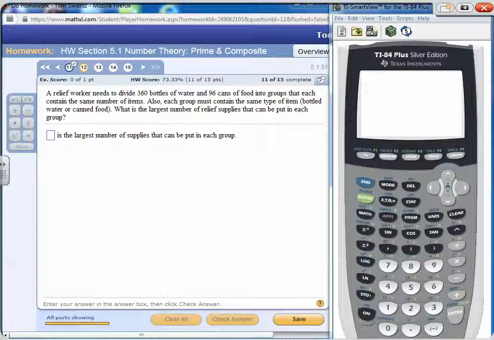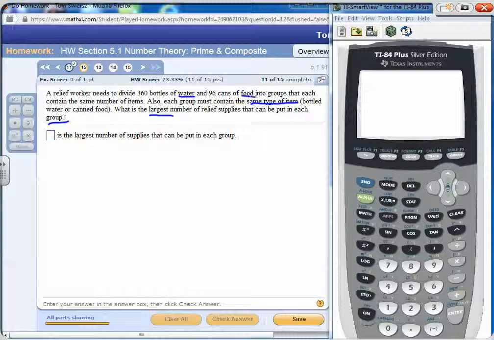that each contain the same number of items. Also, each group must contain the same item, bottled water or canned food. What is the largest number of relief supplies that can be put in each group? And notice each group must contain the same type of item, so you can't intermingle water and food.